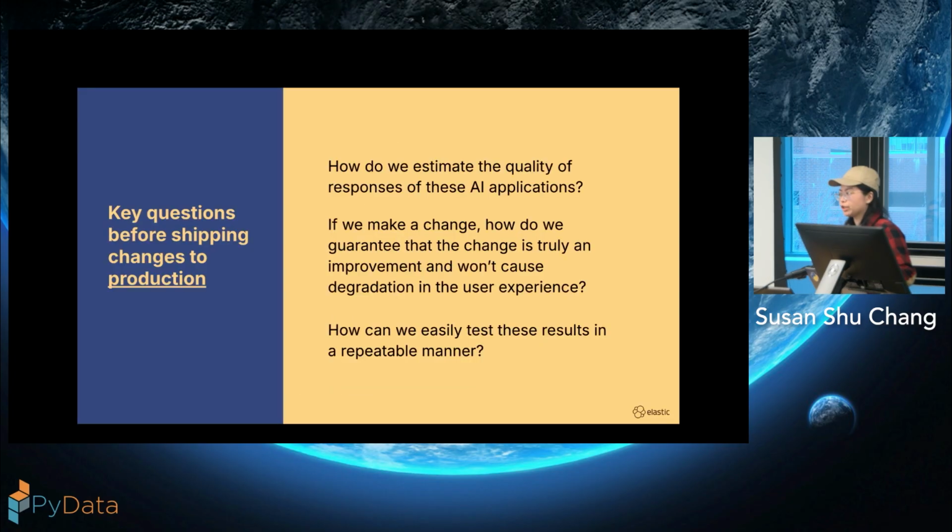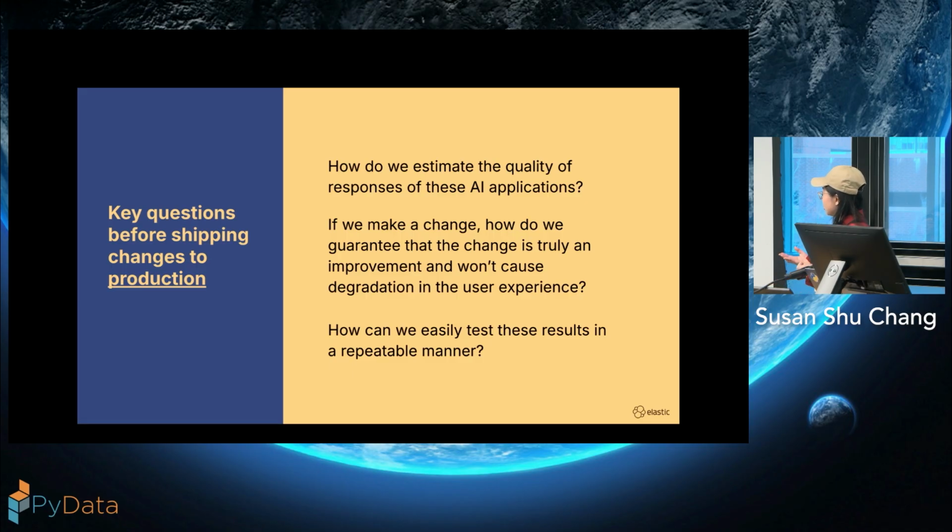So before we make any changes to our agentic AI in production, we have to ask, how do we estimate the quality of the responses if we make any changes? You might have heard in other talks that there are different types of tools for your AI agents that are called when the user is interacting with the agentic AI. Let's say you're making some changes to those tools, or to system prompts, or whatever that is in your AI agents.